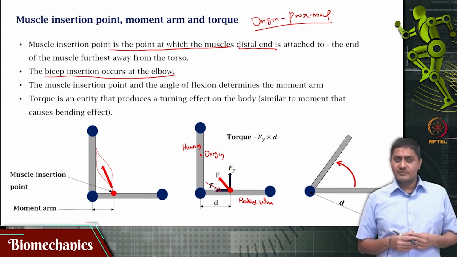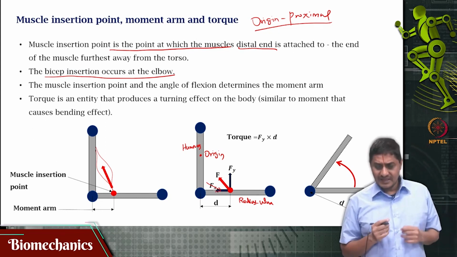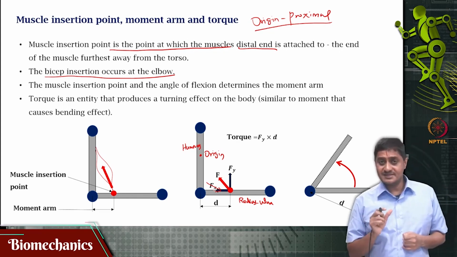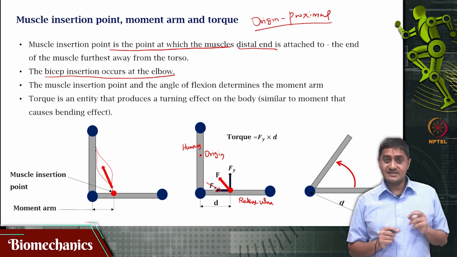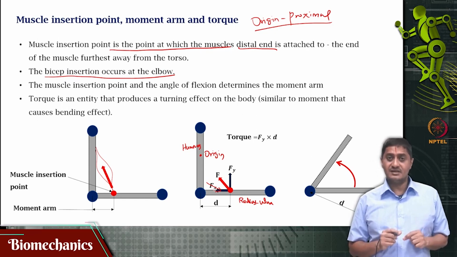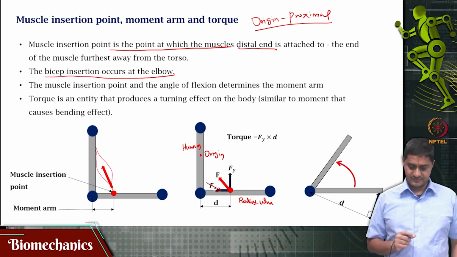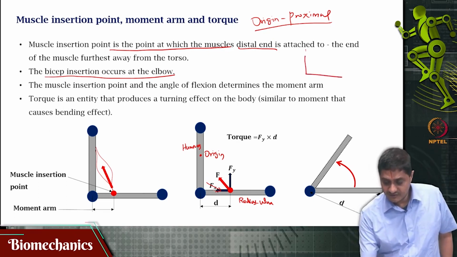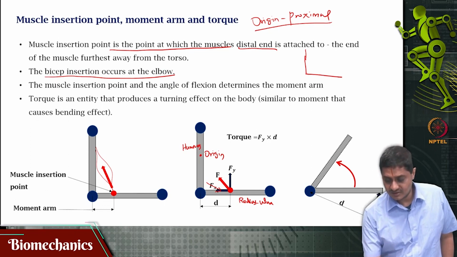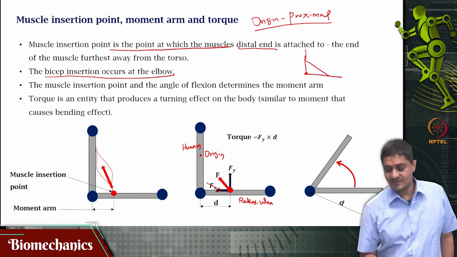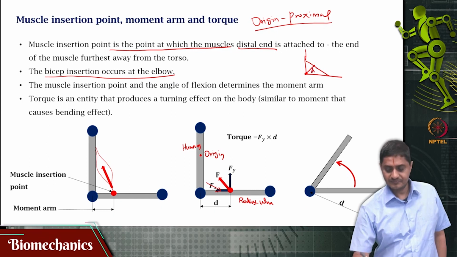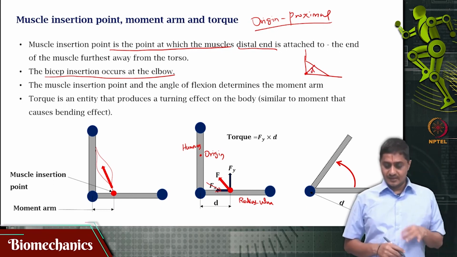The moment arm, what is moment arm? In mechanics, moment arm is the perpendicular distance between the axis of rotation and the line of action of force. Okay. So, suppose this was the system under discussion and that is the axis of rotation. Suppose that is the line of action of force, this is the moment arm. Okay.